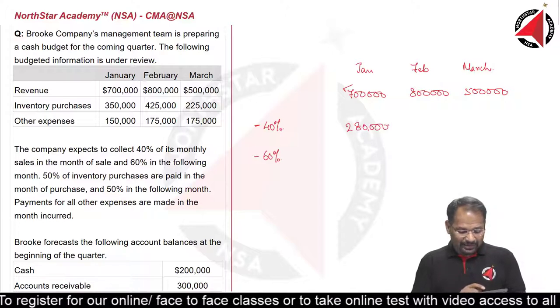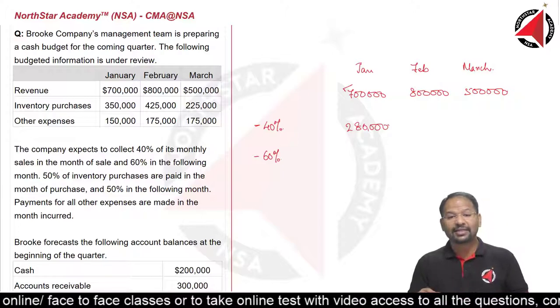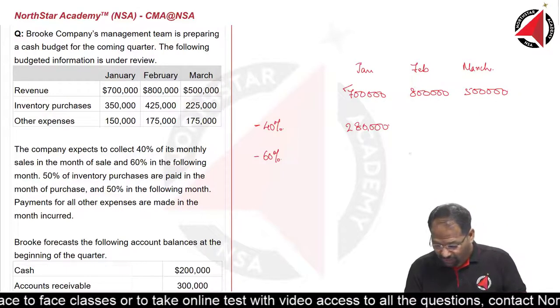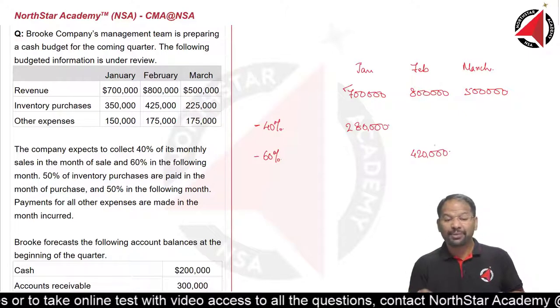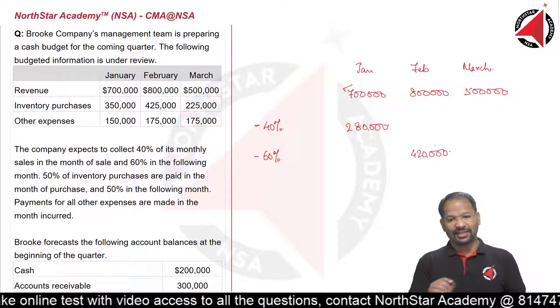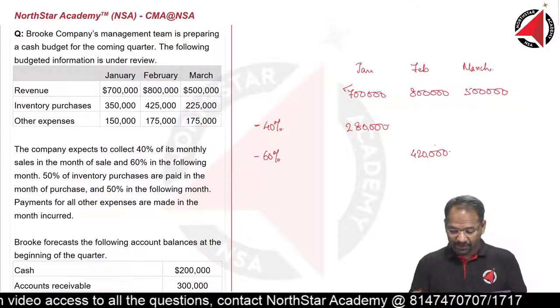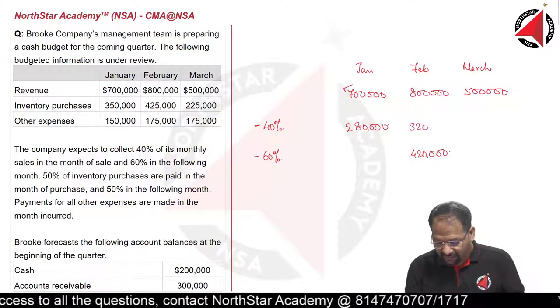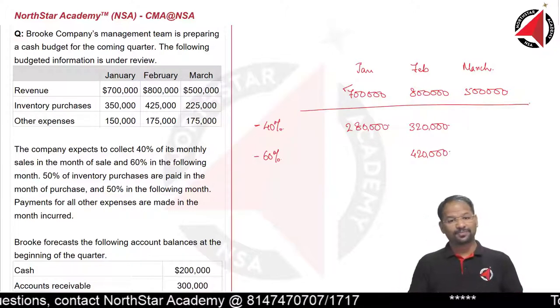And the balance will be collected in which month? It will be collected in the month of February. So $420,000 shall be collected in the month of February for the January month sales. Similarly, February month sales, 800,000 into 40% shall be collected in the month of February only. So this is our collection.